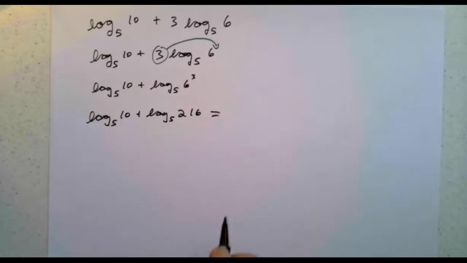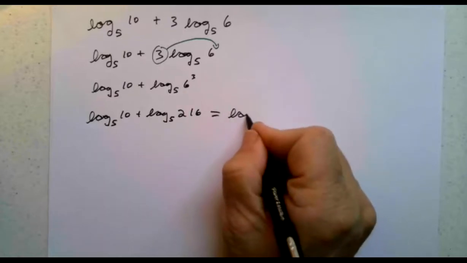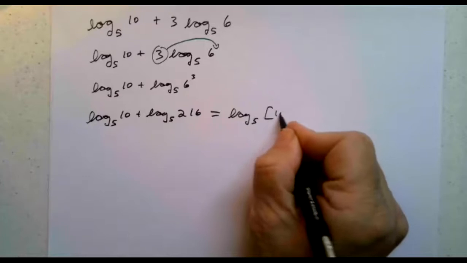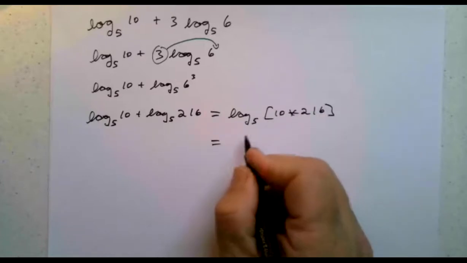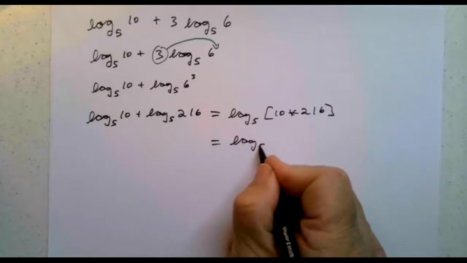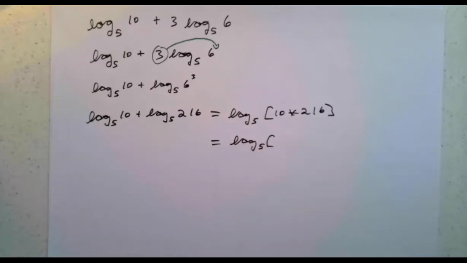Now, the sum of the logs is the log of the product, so this would be log base 5 of 10 times 216. So we'd write this as a single logarithm as log base 5 of 2,160.